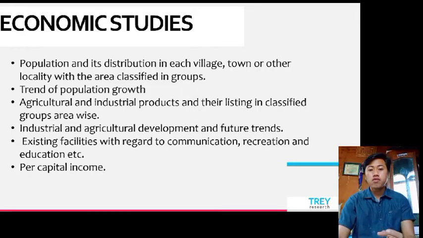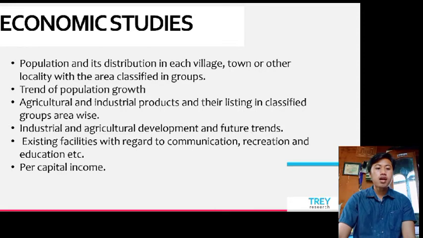Population trend refers to change over time and can include changes in ranging behavior. So it is also to be considered in studying economically. Agricultural and industrial products and their listing in classified groups, area-wise, industrial and agricultural development and future trends. Existing facilities with regard to communication, recreation, and education, etc.